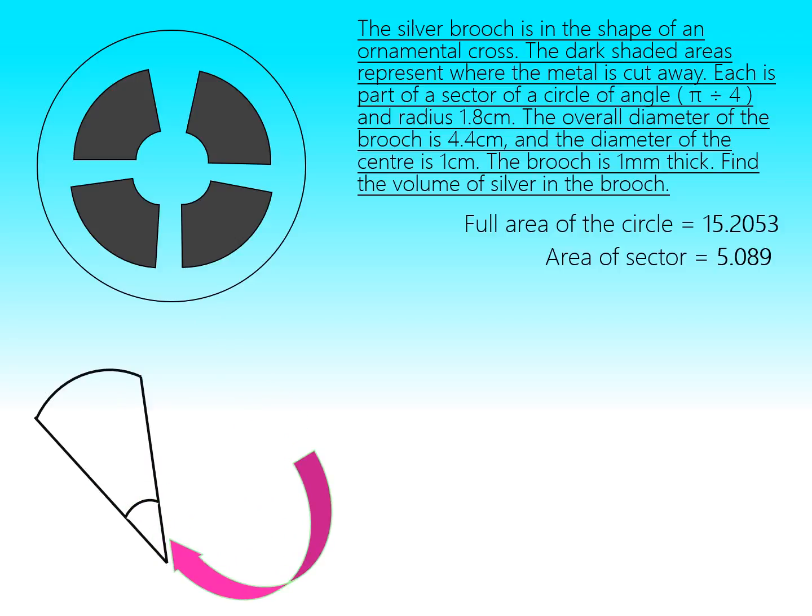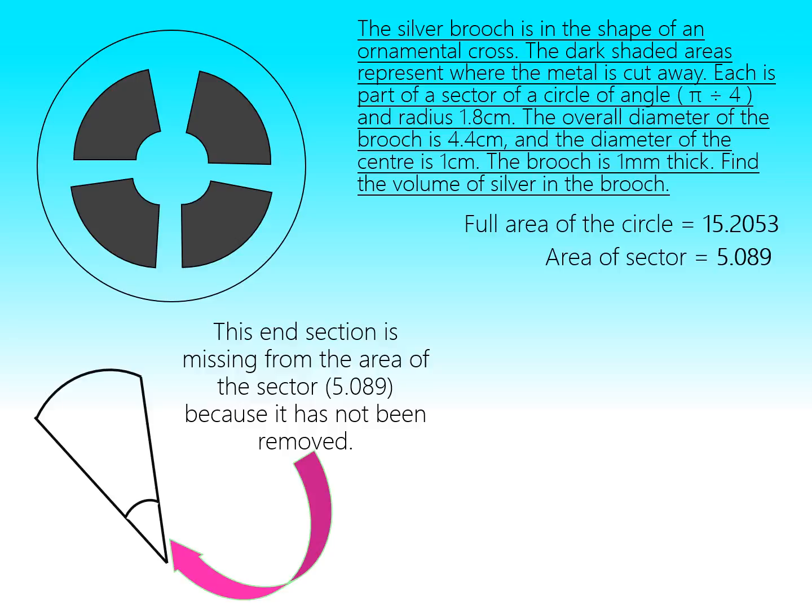So this little diagram shows the area that we have worked out by working out the area of the sector. But this little section on the end is a part of that, yet is not removed from the circle we have shown. So we need to work out that area and subtract it from the whole area of the sector to be able to work out the area that is actually removed, therefore is not a part of the silver.